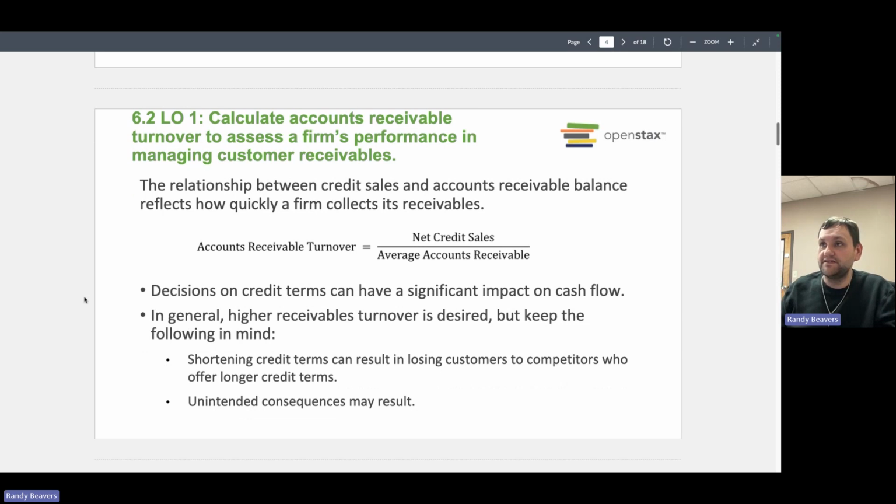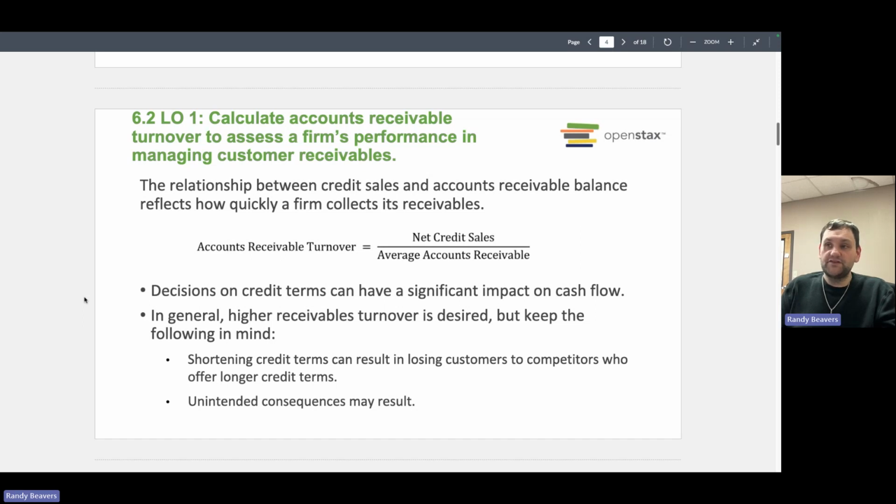All right, so now turning to 6.2, one learning objective is calculating accounts receivable turnover to help assess a firm's performance in managing customer receivables. The relationship between credit sales and accounts receivable reflects how quickly a firm collects its receivables. So we're going to look at the net credit sales, and we divide that by the average accounts receivable. Note that the average accounts receivable is typically found by comparing the last two periods in which we have data concerning those accounts receivable. So net credit sales divided by average accounts receivable will give us accounts receivable turnover.